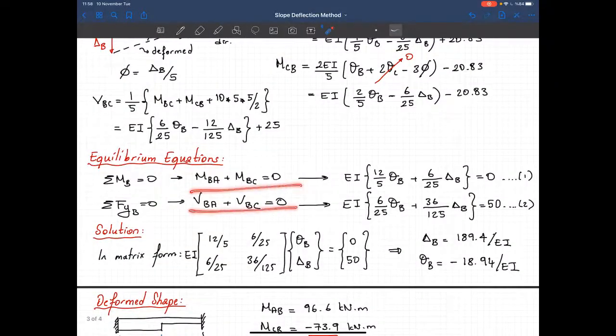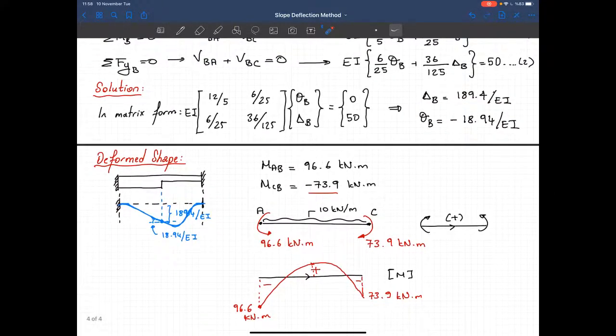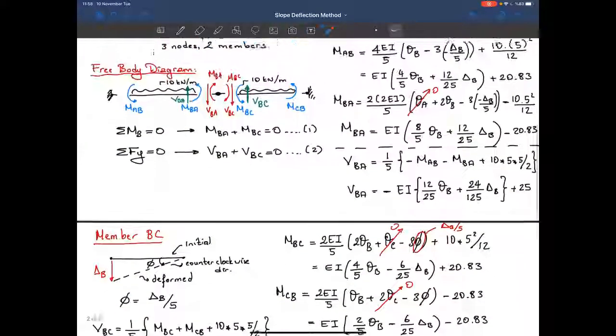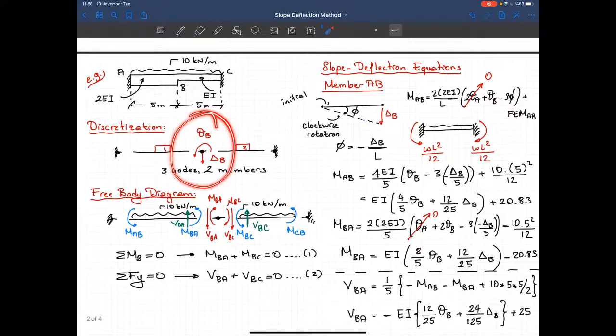Just write the equilibrium equations, combine your equations, and obtain your equilibrium equations written in terms of the unknown degrees of freedom. Solve the system, obtain the unknown degrees of freedom, put them into the slope deflection equations, and obtain your end moments. If you want to calculate more, you can use the equilibrium equations. And this is structure free. For every structure, you repeat the same procedure. The only thing that will change in a structure is these degrees of freedom.